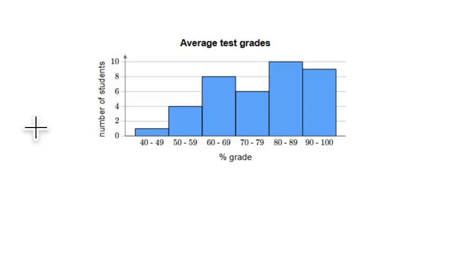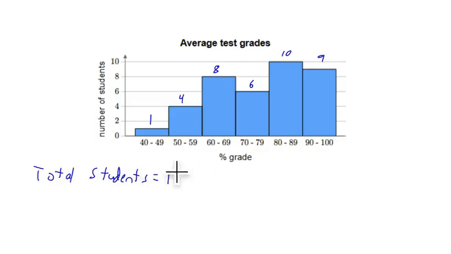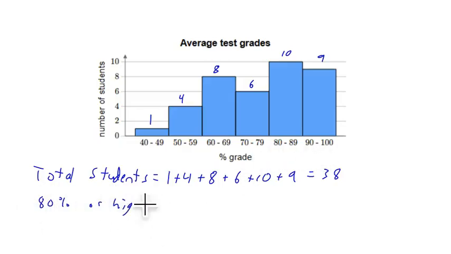Just to clarify, we can use this histogram to count how many students there were in the study. Adding the height of each bar, we get 38 students. Or we could determine how many students earn a grade of 80% or higher. And that would be 19 students.